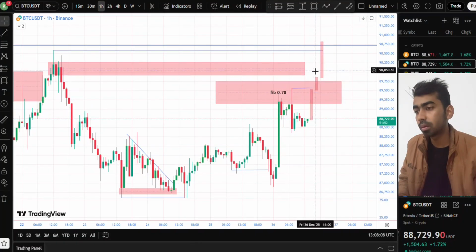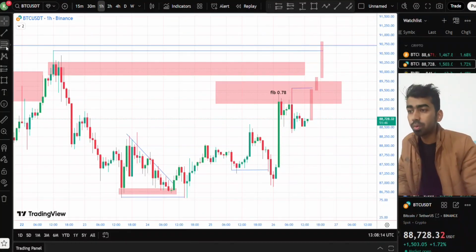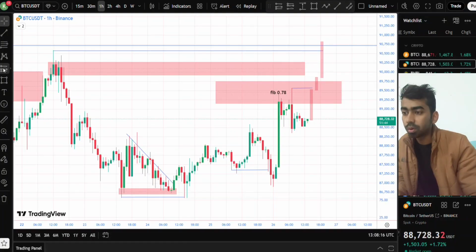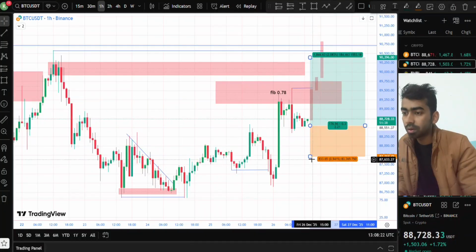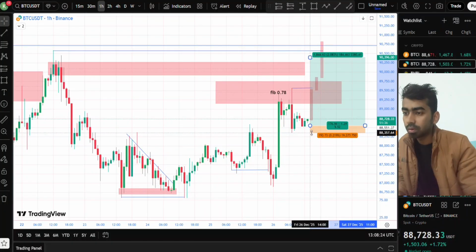Okay, this is a very interesting zone. And if you try scalping in this zone, there is one quick setup. Look at that. If you are interested in going long, you can easily place a long trade from here.